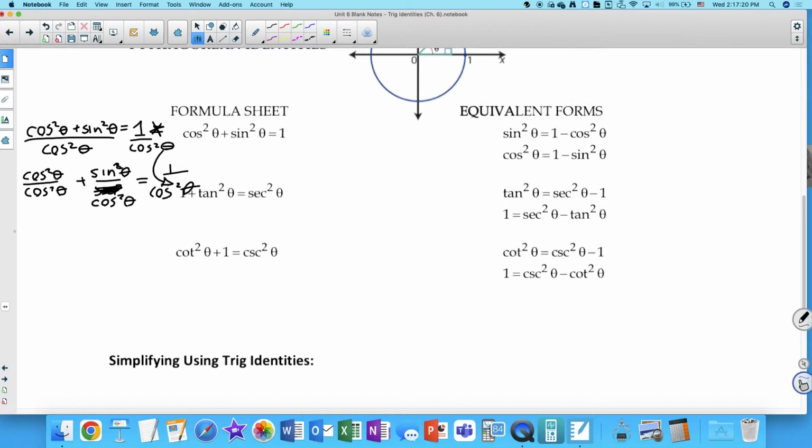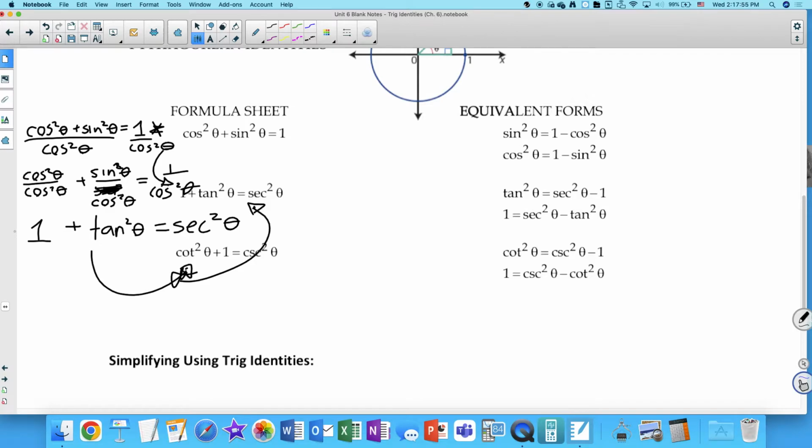Now, cos squared theta over cos squared theta is 1. Sine squared theta over cos squared theta, well, sine over cosine is tangent, so when I square it, this is just tan squared theta. And 1 over cosine squared theta is secant squared theta, because secant is the reciprocal of cosine. Okay, so that's this one right here. That's the second version, but it's derived from the first.